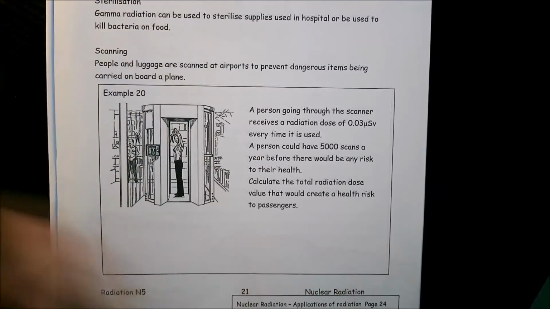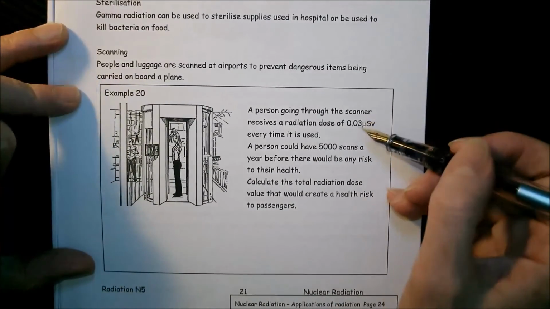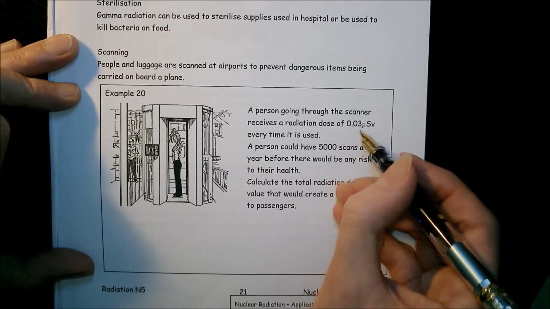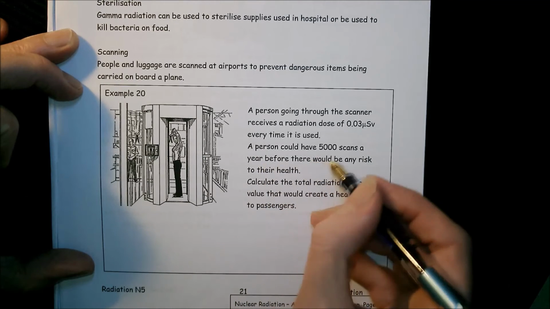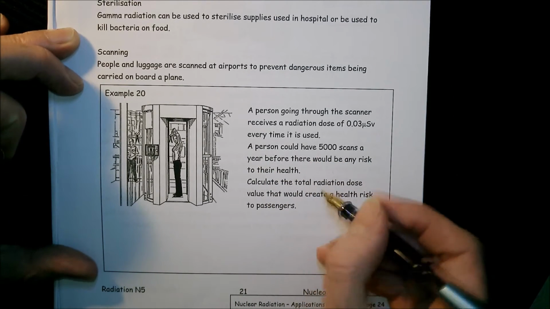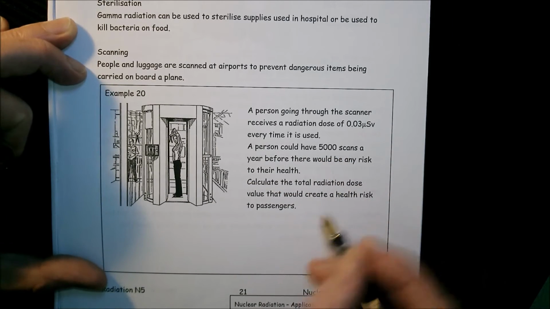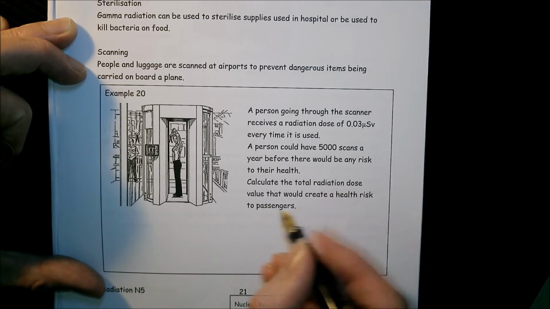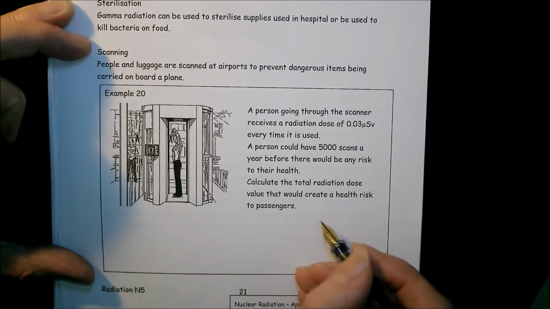So then on to example 20. A person going through an airport scanner receives a radiation dose of 0.03 microsieverts every time it's used. It says a person could have 5,000 scans a year before there would be any risk to their health. Although in fact even at that level the risk is pretty minimal, as we'll see. Calculate the total radiation dose value that would create any kind of health risk to the passenger.